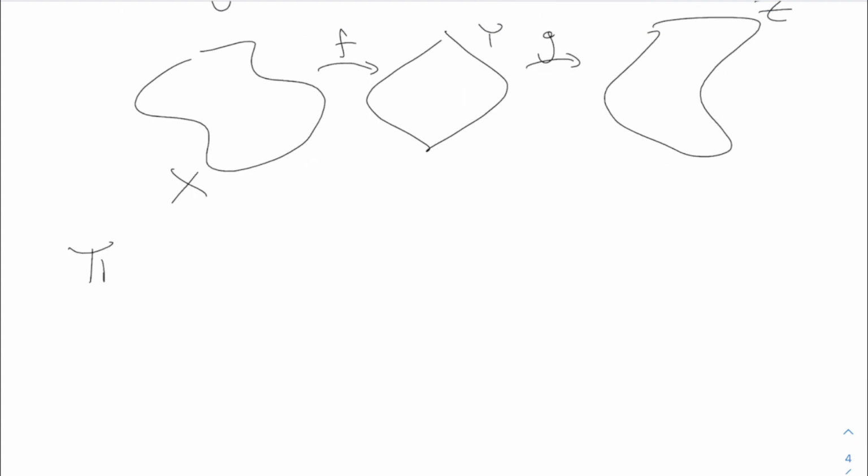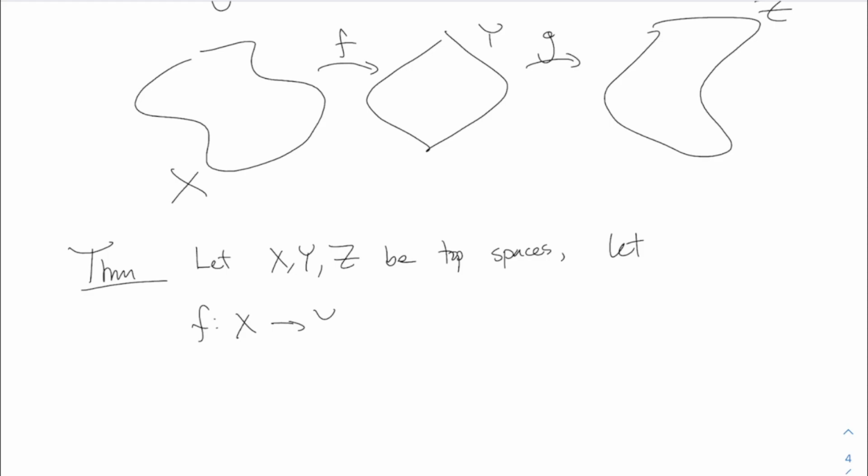So I'm going to write this. The theorem says, let X, Y, Z be topological spaces, and let f be some function X to Y, be continuous, and g is some function Y to Z, be continuous.